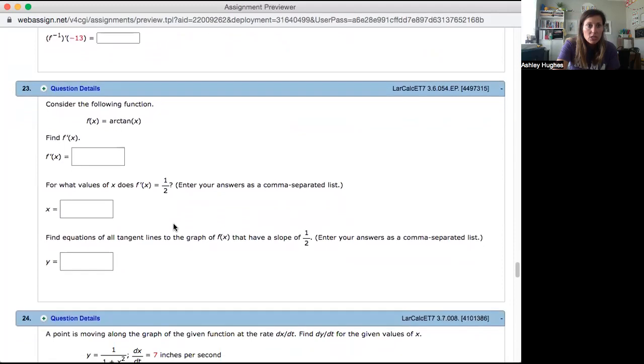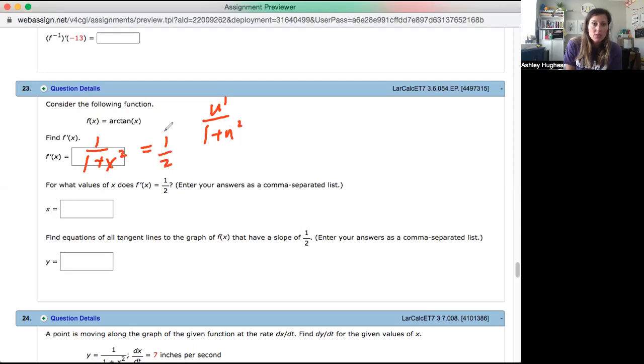Consider the following function. What's the derivative of arctan? Arctan of u has derivative u prime over 1 plus u squared. So the derivative here is 1 over 1 plus x squared. For what value of x does f prime of x equal 1/2? So where does this equal 1/2? I would cross multiply. You would get 2 equals 1 plus x squared, or 1 equals x squared. So x equals plus or minus 1.